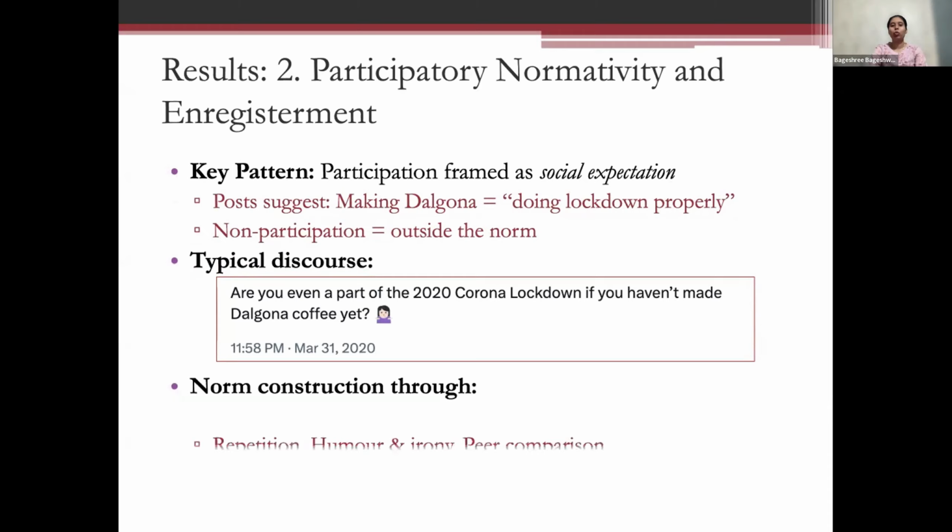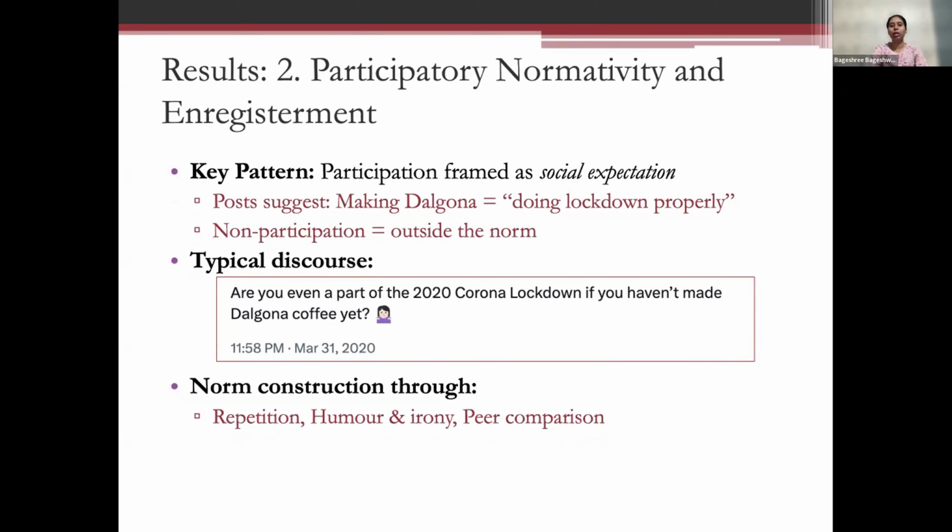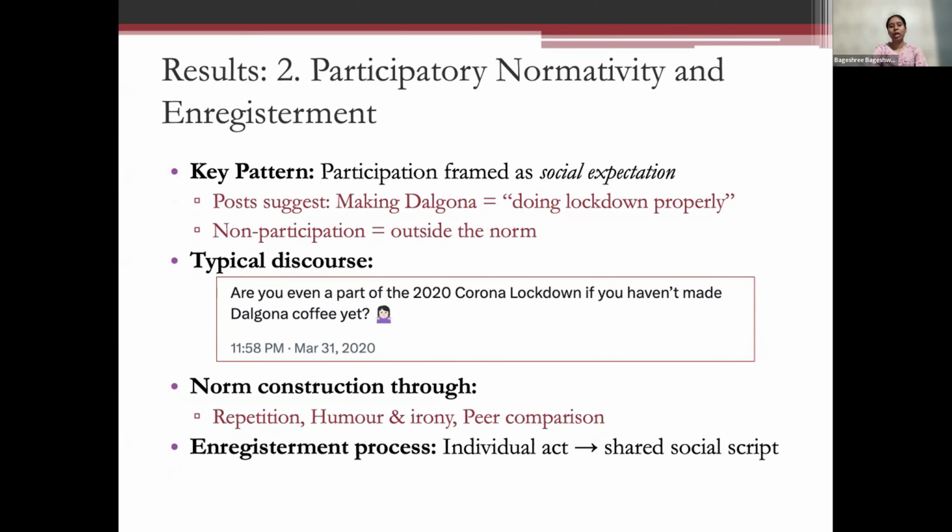So this shows how that typical symbol got registered in the context through repetition, humor, irony, or peer comparison. So here the enregisterment process takes place when this individual act of making Dalgona coffee becomes a shared social script, and Dalgona becomes a shorthand for lockdown behavior.